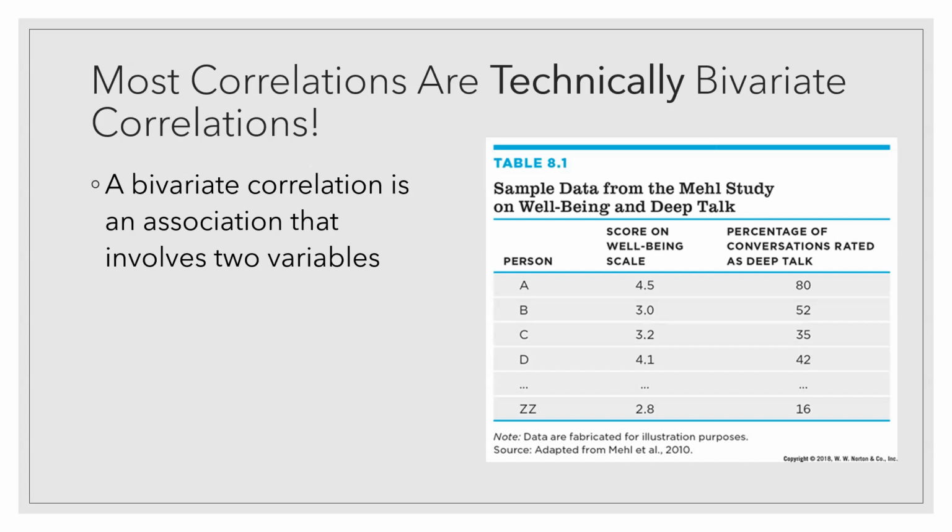So what you're looking at here is sample data from Mehl and colleagues in 2010, looking at a score of personal well-being, and then with these little listening devices that they called EARs, we are looking at the percentage of a conversation scored and rated by raters that would be considered a deep conversation. So the reason that we can look at a bivariate correlation with this is because we are looking at two different variables. We're looking at a subjective score of well-being, and we have a percentage of conversations that were rated as being deep. So we have these two different variables.